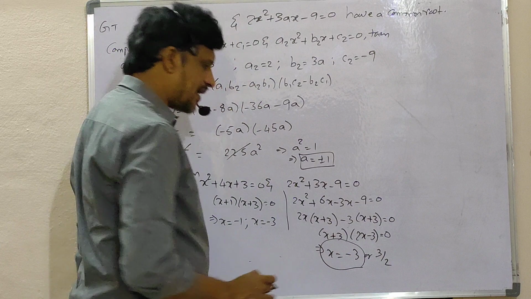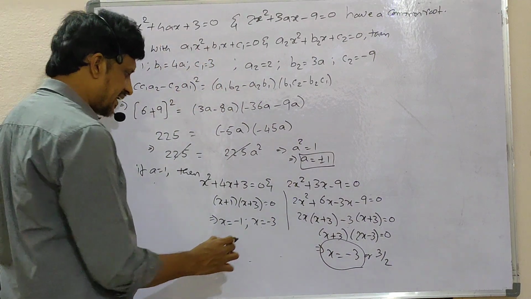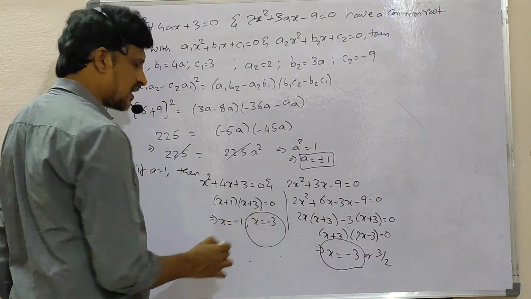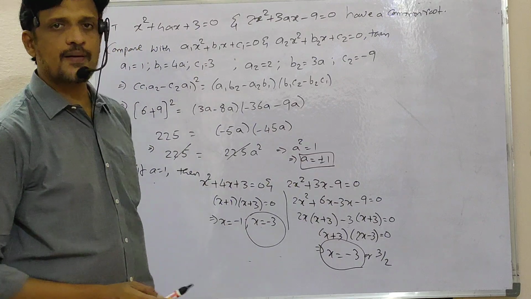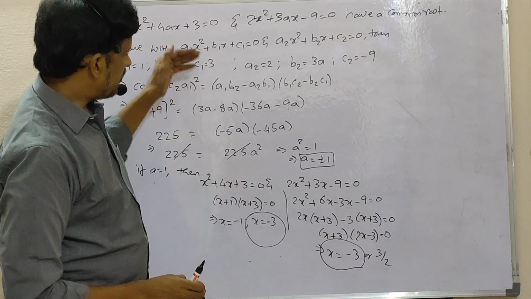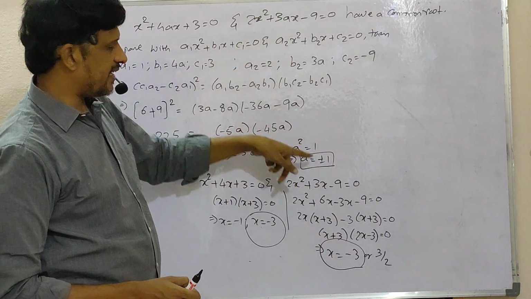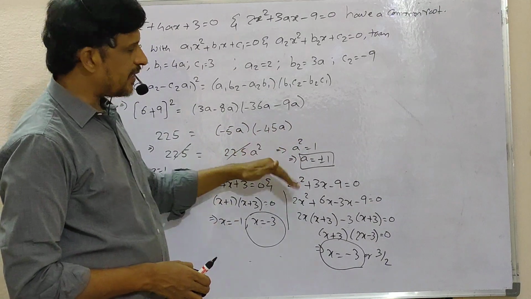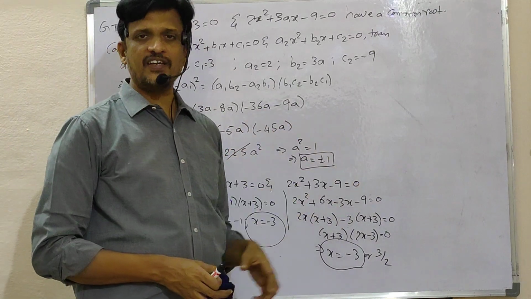So x is equal to minus 3 is the root of the second quadratic equation and it is the root of the first quadratic equation also. So that is the required common root. So the two equations have a common root when a is equal to plus or minus 1. Similarly, by taking a is equal to minus 1, you just verify.